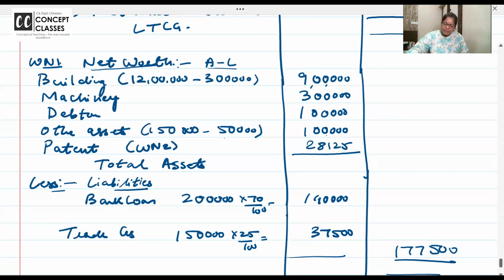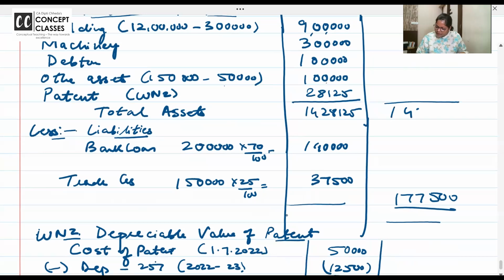28,125 is the value. 9 lakh plus 3 lakh, the value of the asset, ₹14,28,125. We can write it in the outer column. The value of the assets transferred is 14,28,125 minus 177,500, 12,50,625.